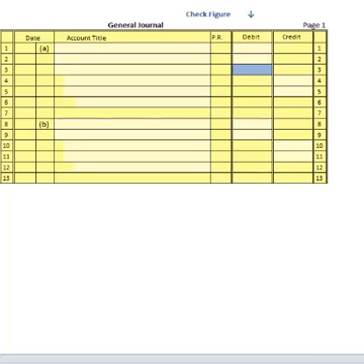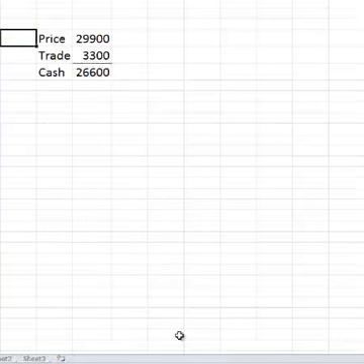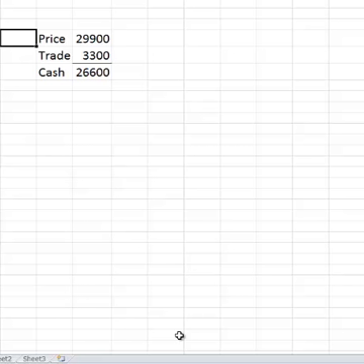Take a look at example 16-7 on page 738 of your textbook. In that problem, it says that you are trading in an old delivery truck for a new delivery truck. The new truck lists at $29,900. That's the list price. They're going to give you a trade-in of $3,300, and that means that you're going to have to pay $26,600 for this new truck.